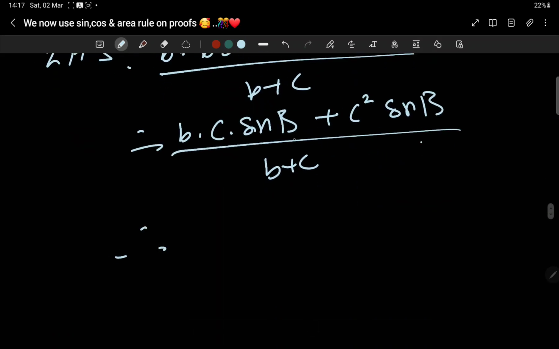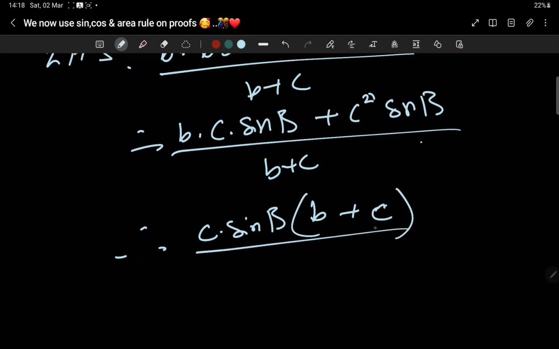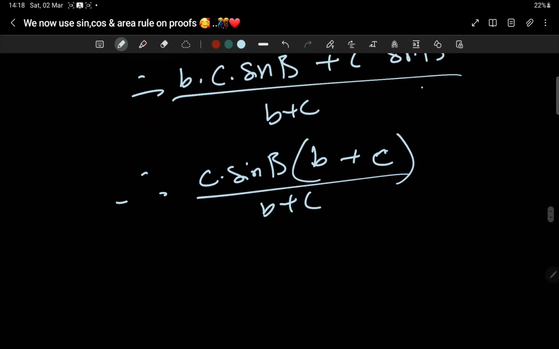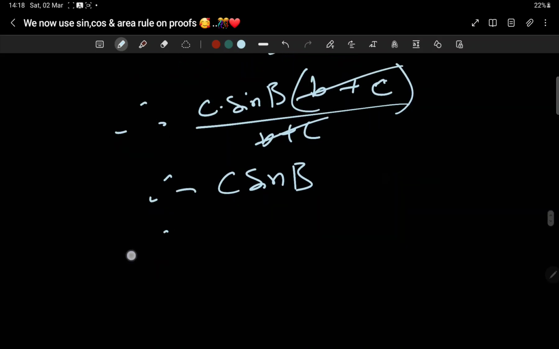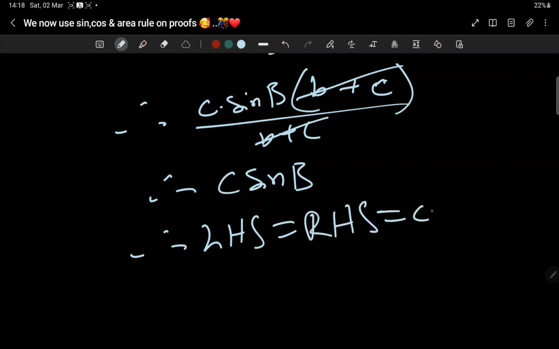Therefore, again, common factor, that is C sine B. Then here, this one will go out, then it'll remain with B. And then here, one C will go here, then sine B will go, this will remain with one C. There are two C's, remember. C squared means two C's. Then B plus C. Then cancel. Then we have C sine B. That was easy. Therefore, left hand side equals the right hand side, which equals C sine B.